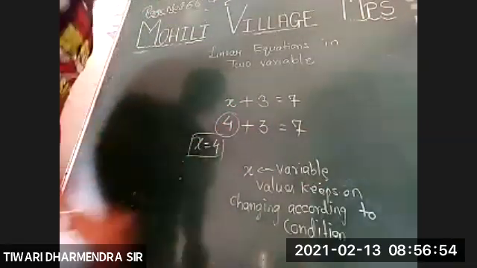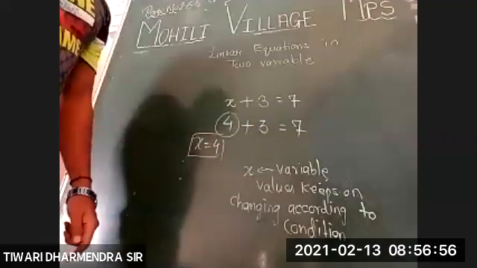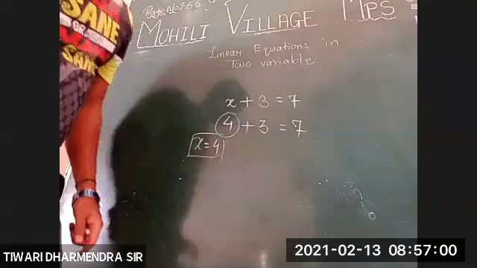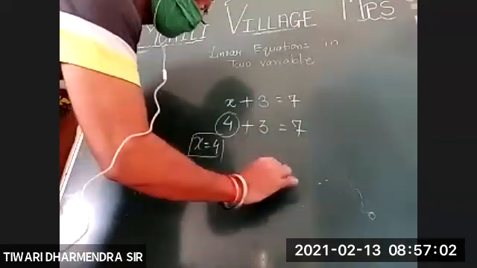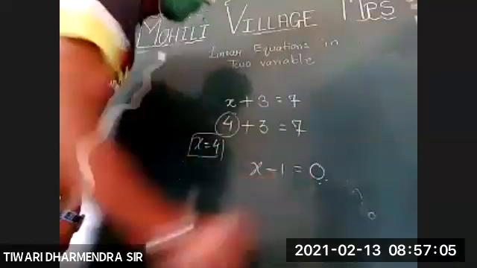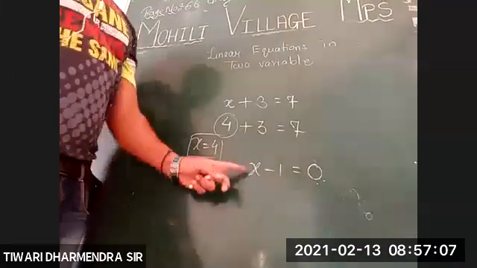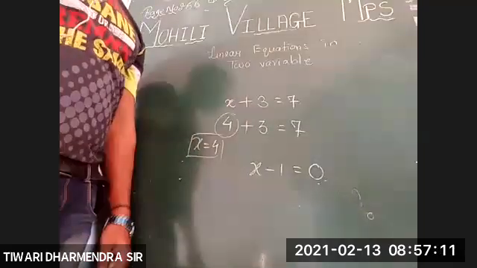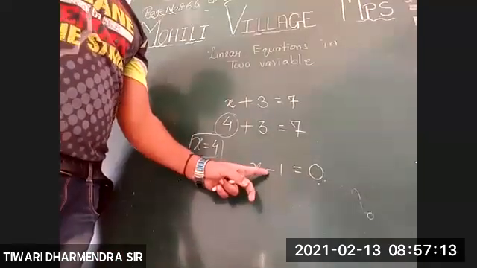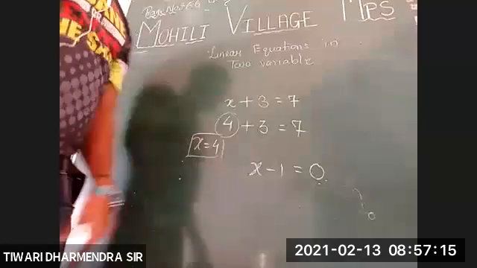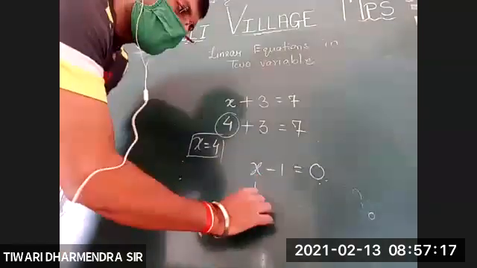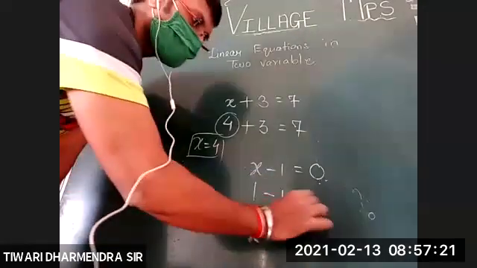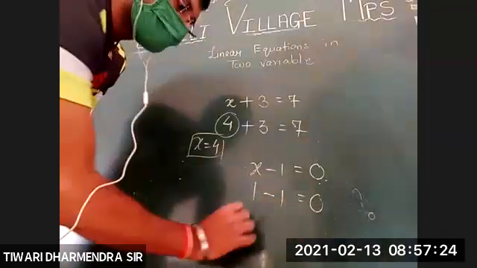Okay, this is understood. Now say I'm taking another condition: x minus 1 is equal to 0. So here, what value of x will give you 0? Here I'm having a condition, 1 is subtracted from x. So we know that 1 is the only value which, when we substitute instead of x, we are going to get answer 0. So here value of x is 1.